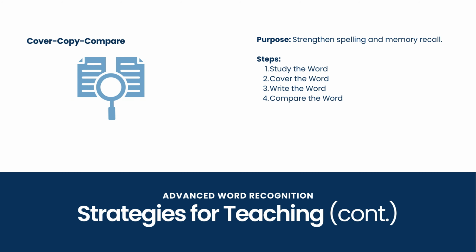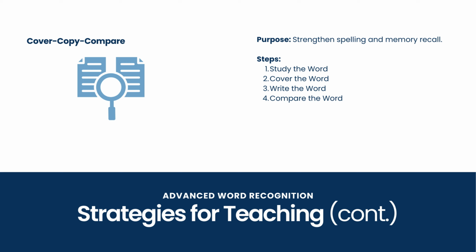The cover copy compare technique is a structured method for improving spelling accuracy and word recognition. Here's how it works. Study the word. Students look carefully at the target word, paying attention to each letter. Then they cover the word. Students cover the word so it cannot be seen. Write the word. Students write the word from memory.